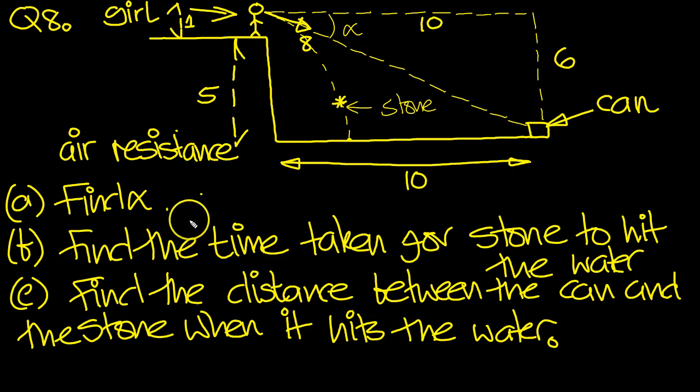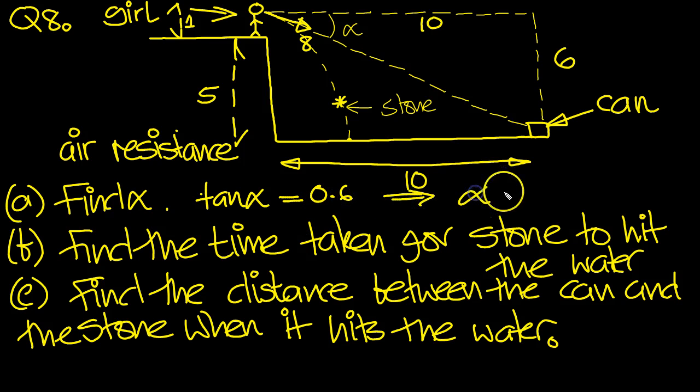First of all, we need to find alpha. The height here is 5 plus 1 meter from where it is thrown, so that's a total of 6. The distance across is 10. This is a triangle, and the straight line here is the initial projected velocity, the direction of the stone. So we can work out the angle alpha. It's just opposite over adjacent: tan alpha is equal to 6 over 10, which is 0.6.